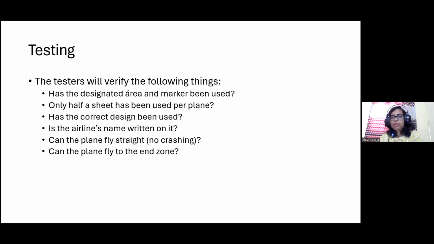Now, what are we trying to do? So we have given raw material as paper to different groups. We have given a table to each group to make the planes, to use the table for cutting the paper into half and making the planes. And we have given a marker for you to write the name of the firm on each plane. So it's a very simple, straightforward process, right?